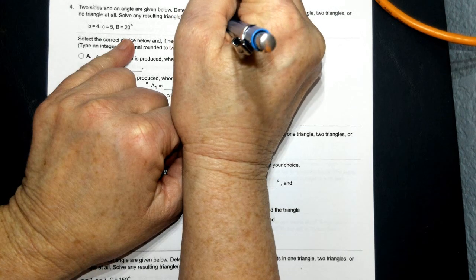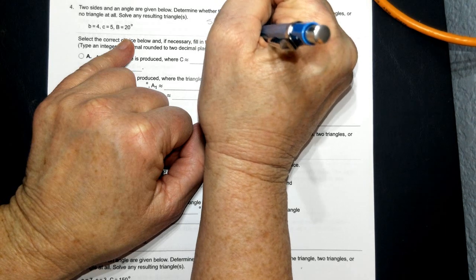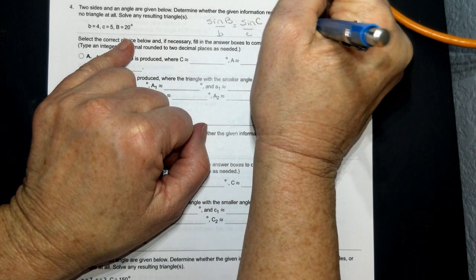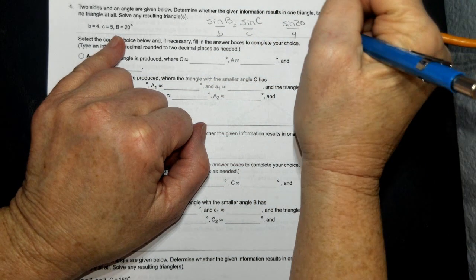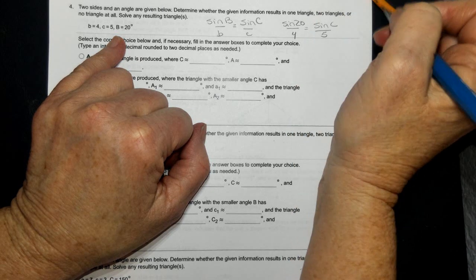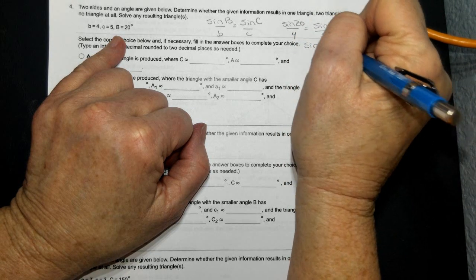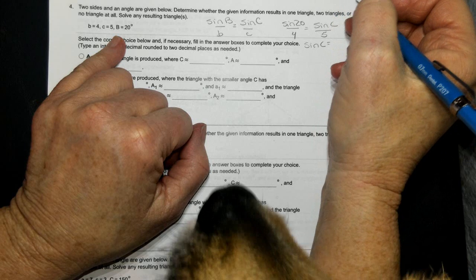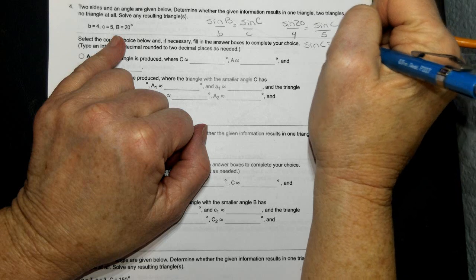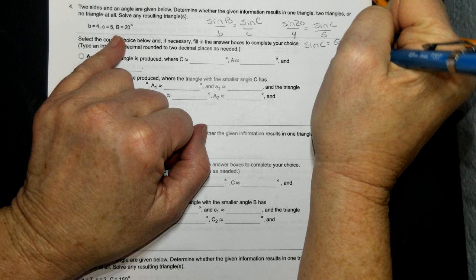So sine of B over B equals sine of C over C. Fill in what we know. Sine of 20 over 4 equals sine c over 5. All right, so let's find sine of c equals, okay, that's my dog's nose. Get back. Sine of c equals 5 times the sine of 20 over 4.